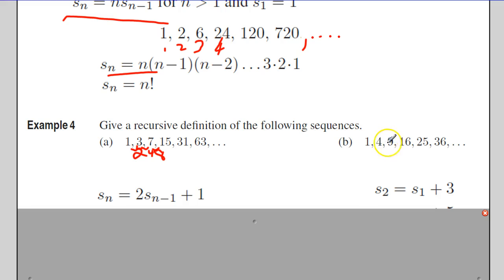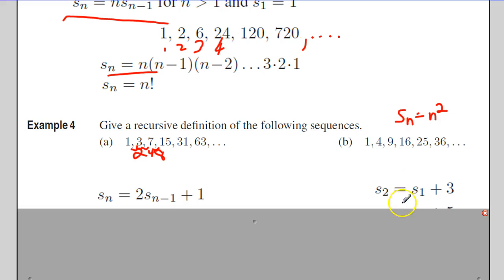Let's take a look over here. Well, this looks like 1, 4, 9, 16. These look like the perfect squares. So I can represent this as a general term of S_n equals n squared. But they want recursive, not non-recursive.